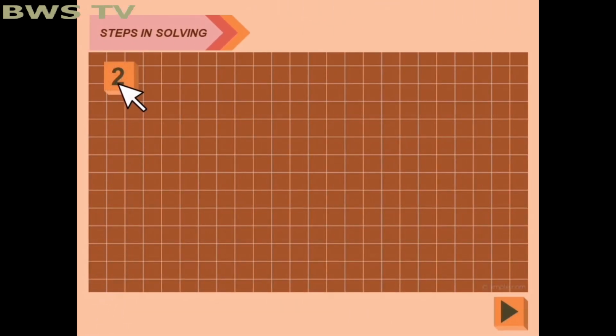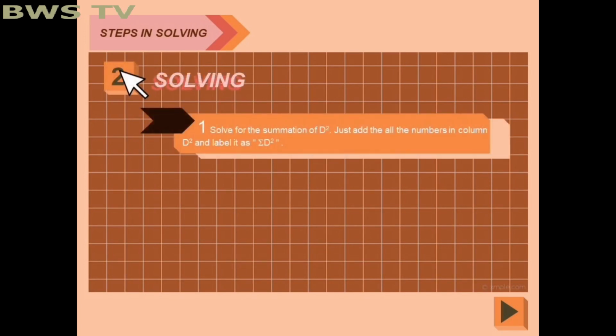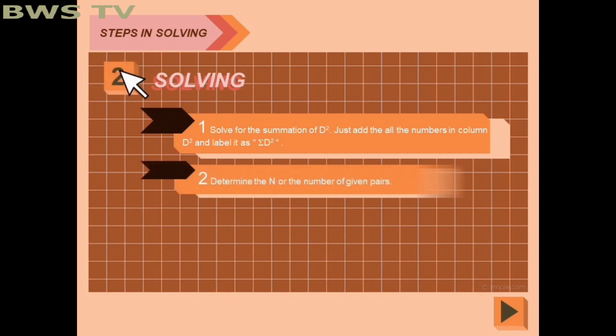After making the table, we have other steps in solving. We solve for the summation of D squared. Just add all the numbers in column D squared and label it as summation of D squared. Next, determine the n, or the number of given pairs.